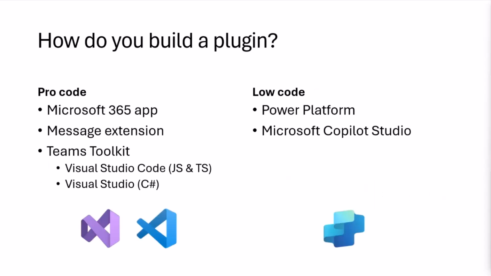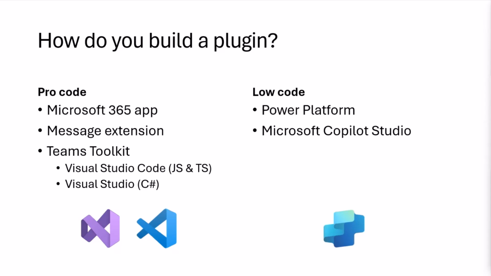So first question, how do I build a plugin? Well, again, you have two options. We have a pro-code approach, and we also have a low-code approach. So on the pro-code side, building a plugin for Copilot, you're actually building a Microsoft 365 app. And inside that app is going to be a message extension. And you can use tooling like Teams Toolkit for Visual Studio Code and Visual Studio to build these apps with these message extensions.